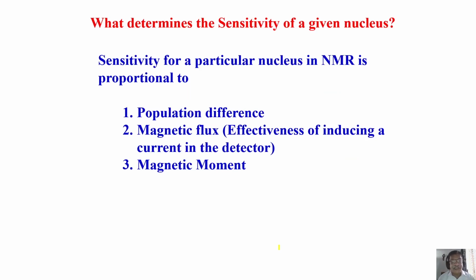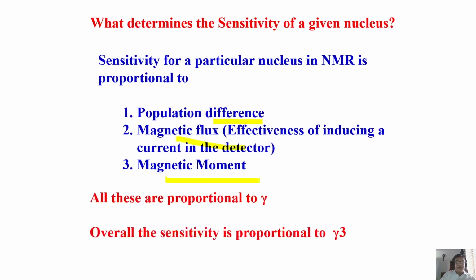Now, I told you about the sensitivity of the nuclei, gamma cube, everything I discussed. I don't think I have to go again. Sensitivity of the nuclei depends upon three factors I said: population difference, magnetic flux, and magnetic moment. All are proportional to gamma. I said it is gamma cube.